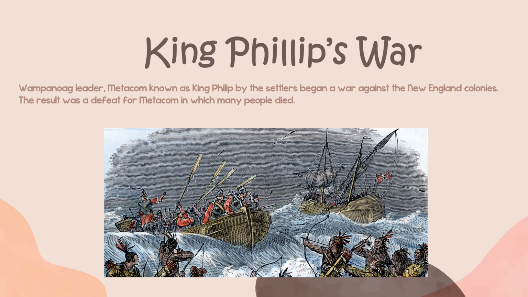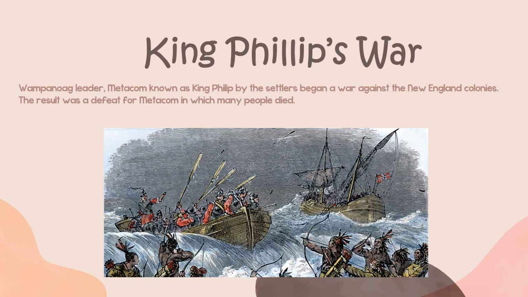In 1675, the Wampanoag leader that was called Metacom began a war against the New England colonies. Metacom was called King Philip by the settlers. So these conflicts became known as King Philip's War. The result was a defeat for Metacom in which many of his people lost their lives.